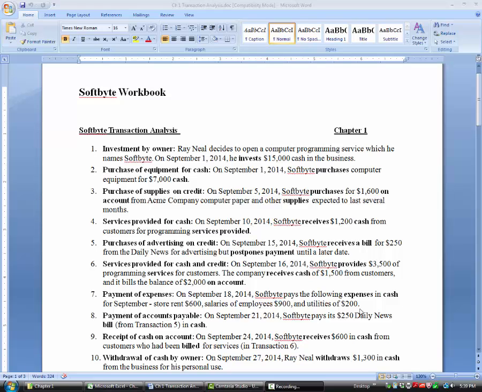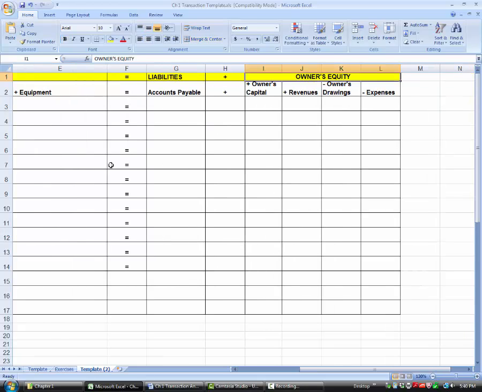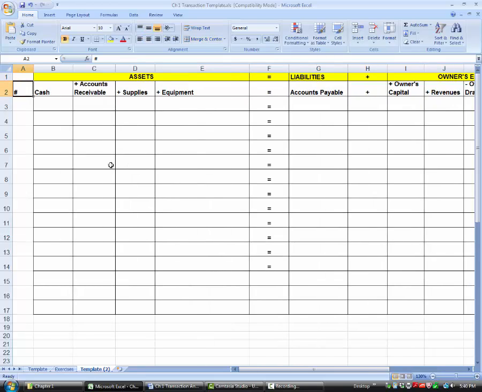For this video, I'd like to walk you through the transaction analysis for the Softbyte company that is included in your accounting textbook. So we will be using the tabular analysis that I provided to you in class, and you can see at the top here we have the basic accounting equation: assets equals liabilities plus owner's equity. And then as part of assets, we've broken it down into different types of assets so that we are able to record our transactions more easily.